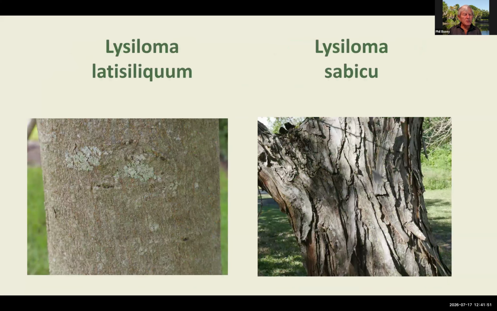You would use, in that case, the technical characteristic of the bark to distinguish the sabicu on the right with the very kind of large peely bark, and the smooth bark on the wild tamarind on the left. That'll be true until the wild tamarind gets to be a very, very big tree. Then it will start to have kind of shaggy bark.